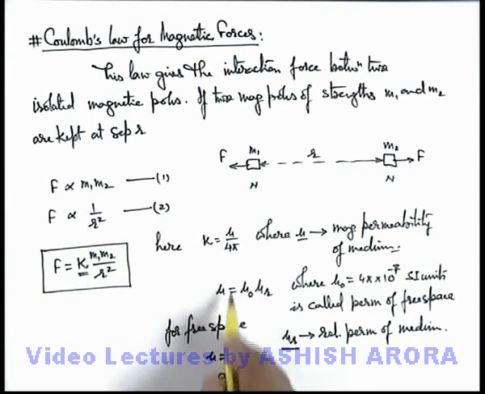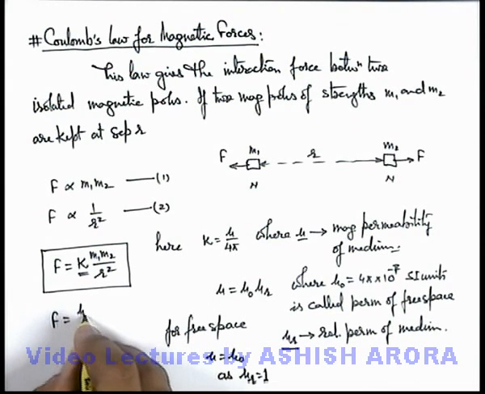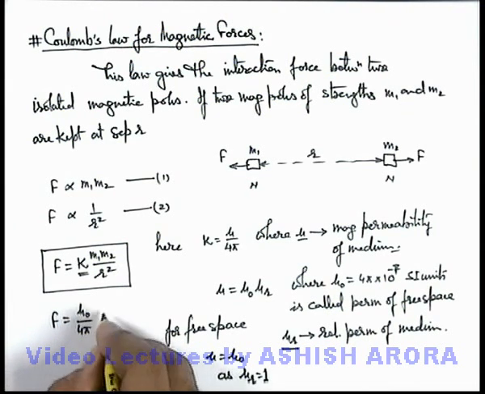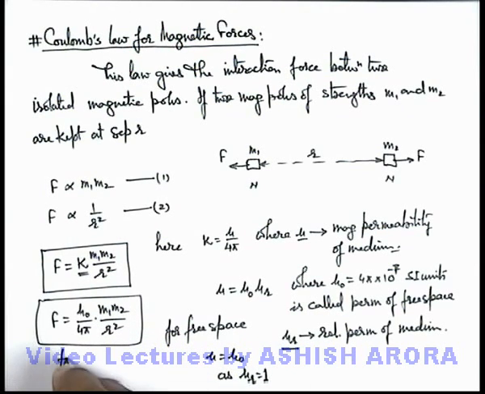Now in this situation, for free space, if we substitute the value of K, the force between two magnetic poles can be given as mu naught upon 4 pi, M1 M2 over R square. This is the relation we use for free space. This is the Coulomb's law, which is defined for two isolated poles. In coming sections, we'll discuss the force applied by bar magnets also.